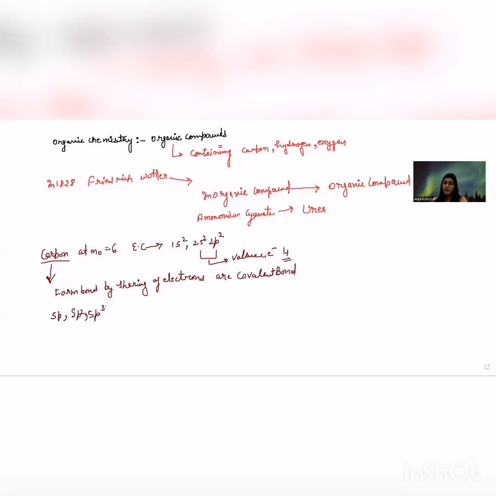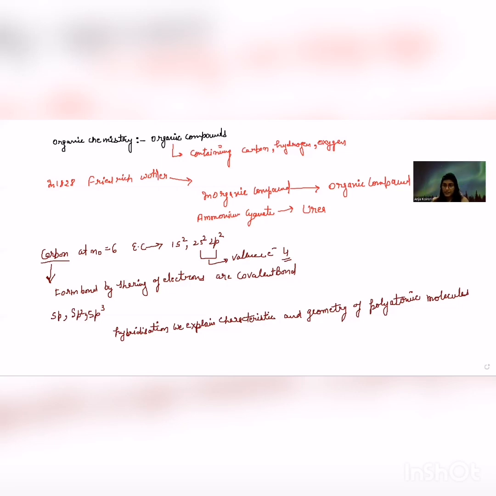Now, the next thing is carbon has sp, sp2, and sp3 hybridization. Now you must be thinking, what is hybridization and why do we need hybridization, right? We need hybridization because by hybridization, we explain the characteristics and geometry of polyatomic molecules, okay? So that's why we need hybridization.